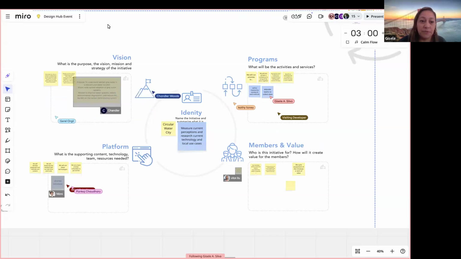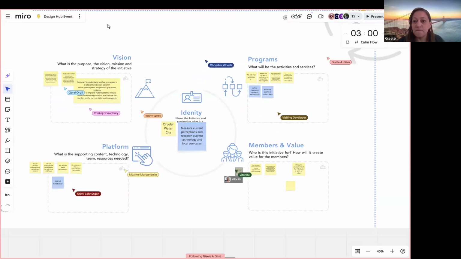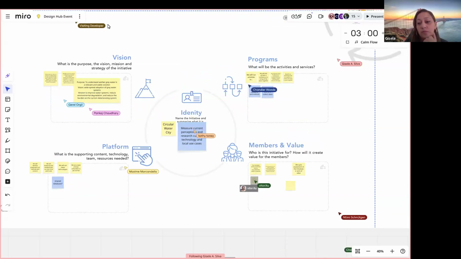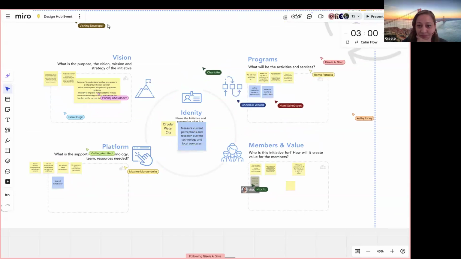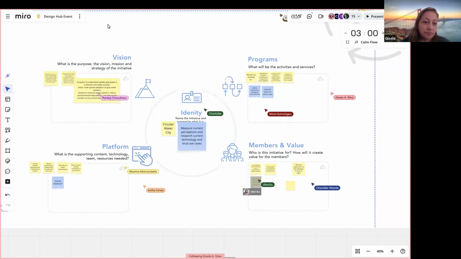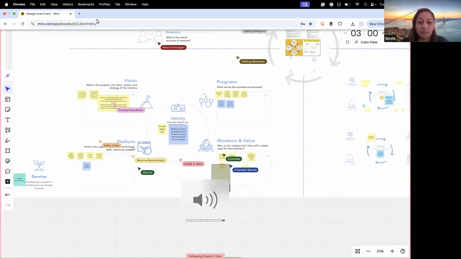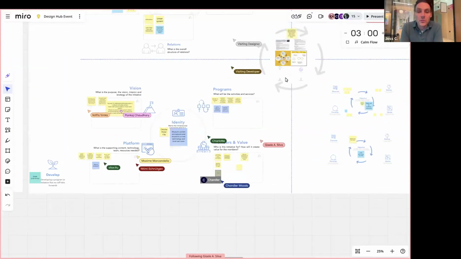So maybe you can take 1 or 2 more minutes just to finish the platform area. Okay, maybe we start to draw to a close.